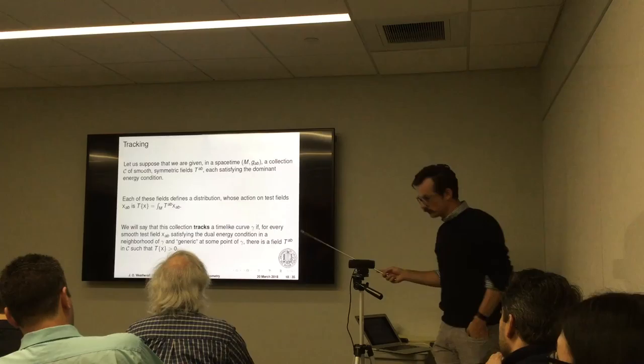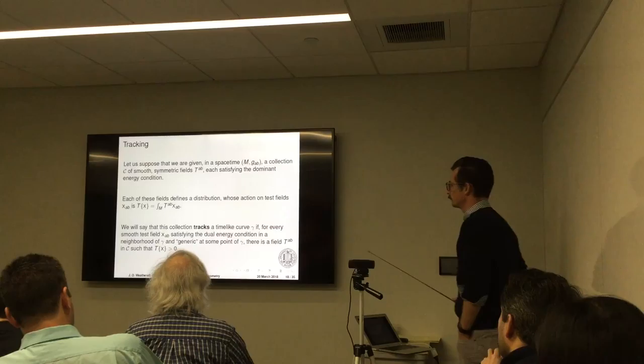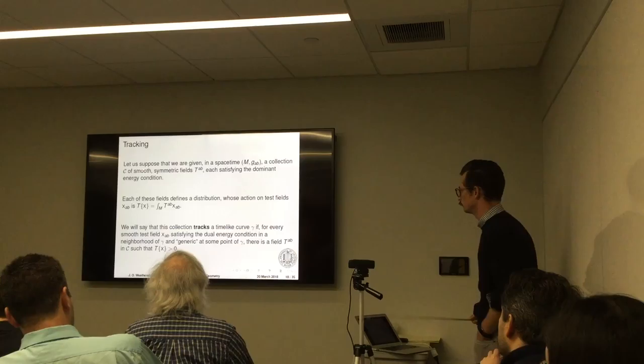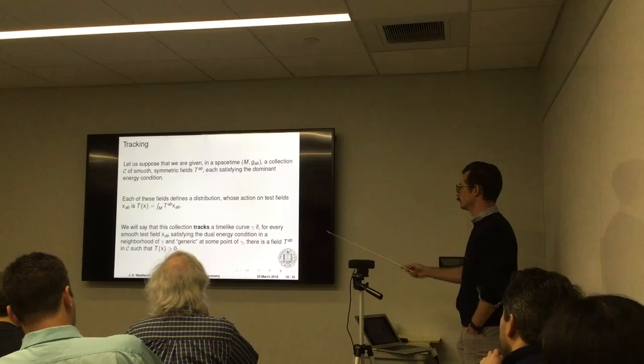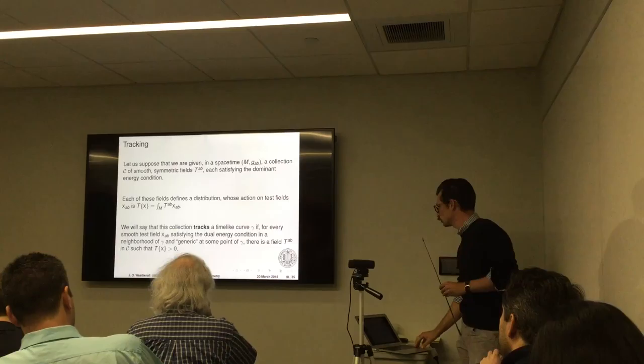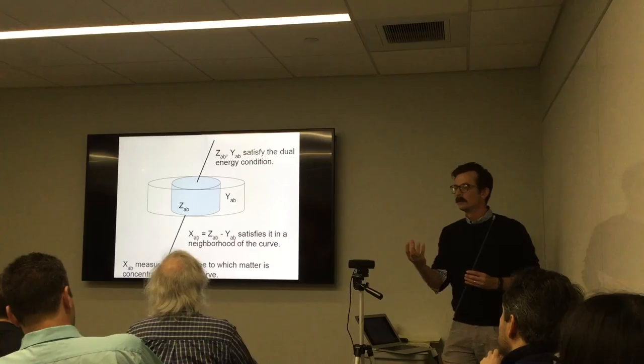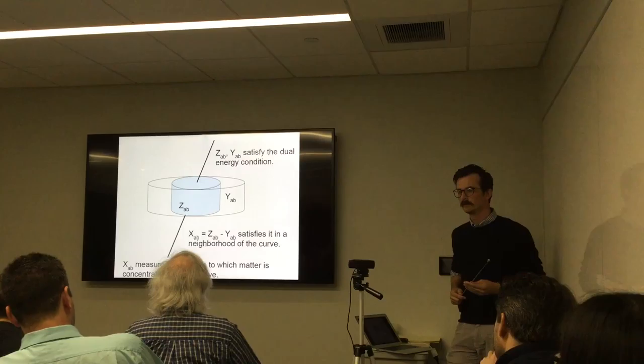If it's the case that for every smooth test field that satisfies the dual energy condition near gamma, and satisfies an additional technical condition, there's a field TAB in C such that the action of T on X is strictly positive. Okay, so what does that tracking condition mean? Here's the idea. What I would like to do is capture the idea that there's more stuff, more stress energy near the curve than there is far away from the curve.